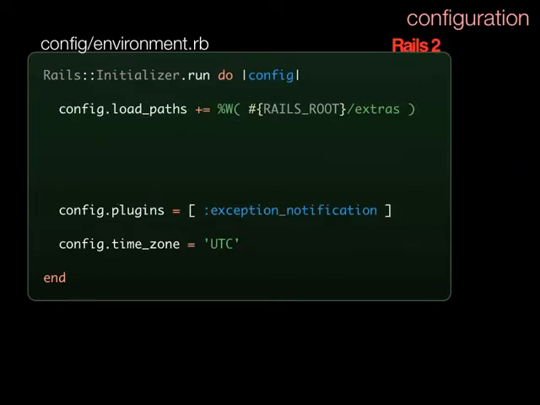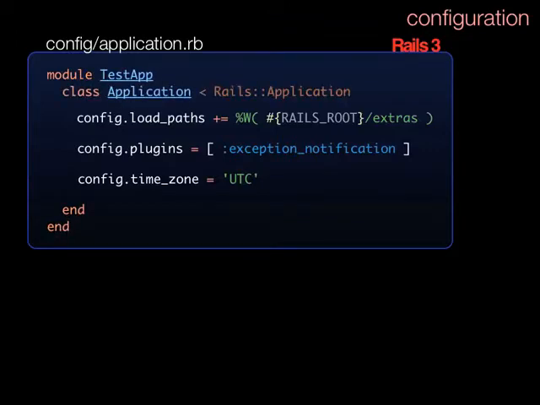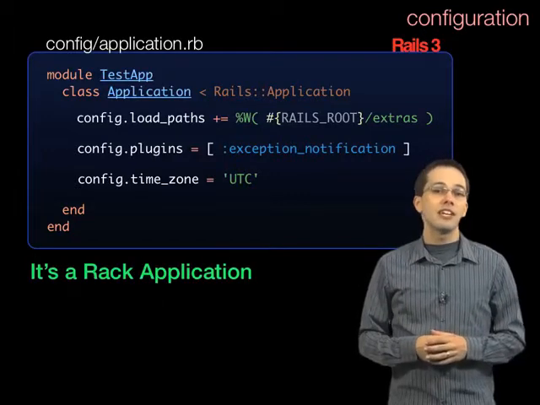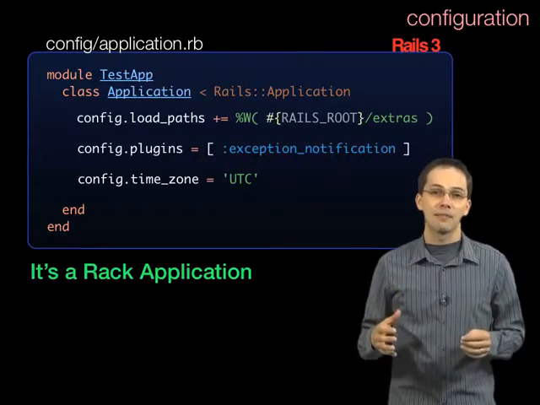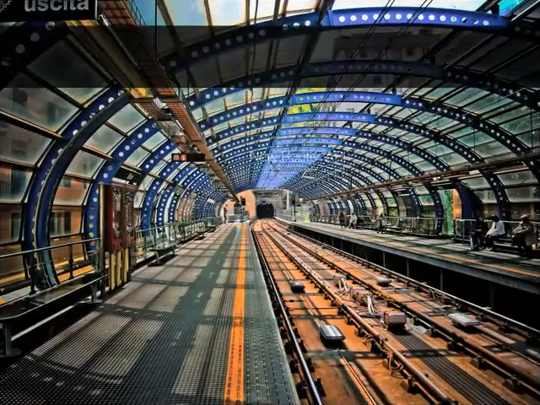The second big change is that all of our configuration options are now going to be moved to the application.rb file. They're also going to be wrapped inside of an application class, which is wrapped in a TestApp module. TestApp, if you remember, that is the name of our application. So now all of our configuration options are sort of wrapped inside of an application object inside of our application. It's also worth mentioning that this application class is a valid Rack app. This is the first place you're going to see in Rails 3 where it's become even more Rack compatible.